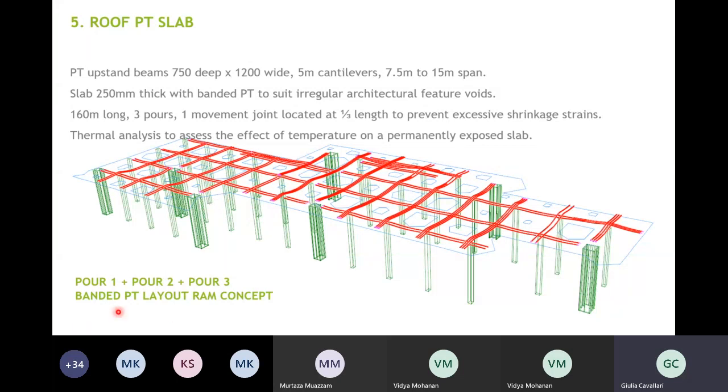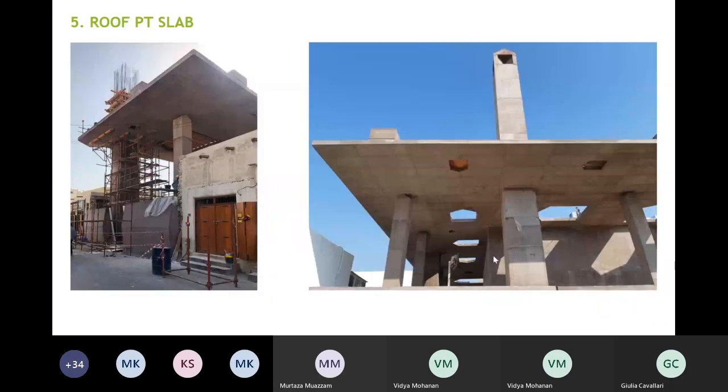This had to be introduced after a thermal analysis showed the effects of temperature on a permanently exposed slab. So the temperature was inducing movement into the wind towers, and this was creating additional moments and problems for the design of the towers and the foundation. So the movement joint separated the slab and shortened the length of the slab.